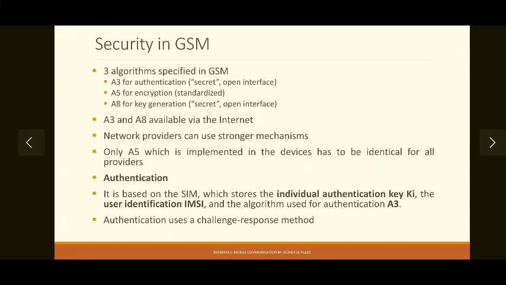Primarily, three algorithms are specified to provide these three services. First algorithm is A3, which is used for authentication. Second is A5, which is used for encryption, that is providing confidentiality. And third one is A8, which is used for generating the keys required for encryption. These keys are called cipher keys. Out of these three, A3 and A8 are publicly available over the internet.